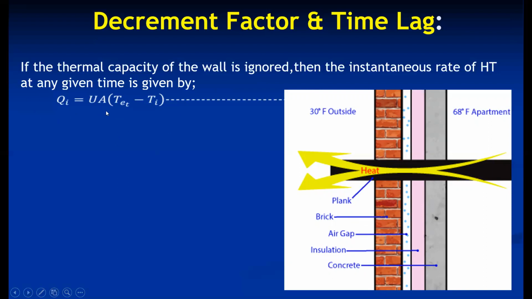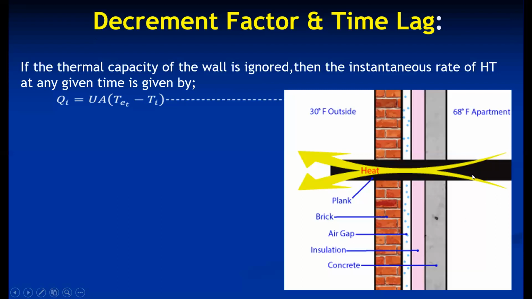The instantaneous heat transfer is given by UA delta T. Delta T in this particular case is the outside air temperature minus inside air temperature. Instead of outside air temperature, we are considering the sol-air temperature, because the sol-air temperature also takes into account the radiation part as well.